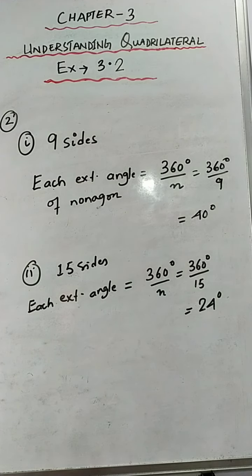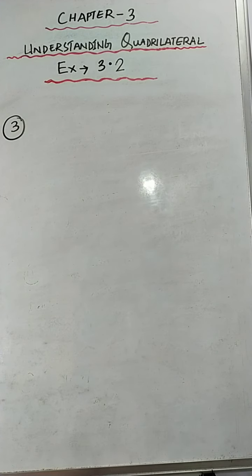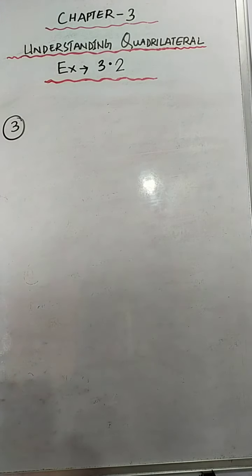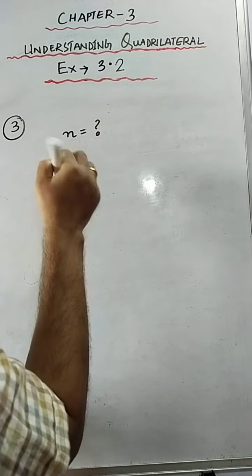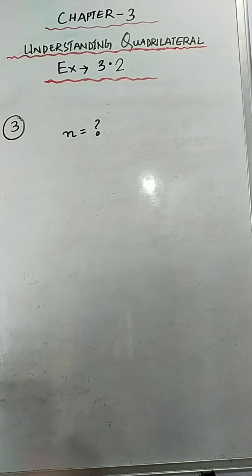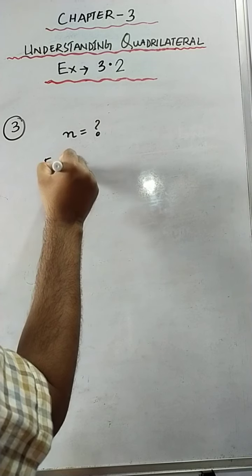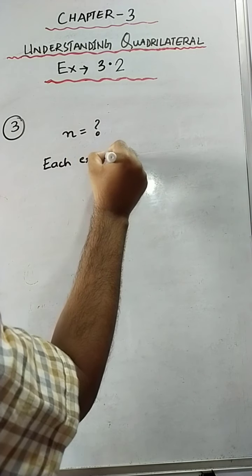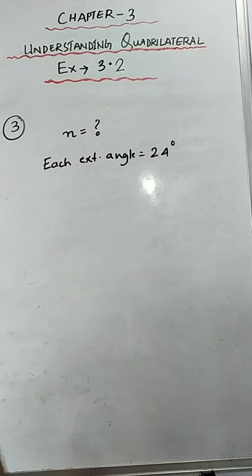Now let's move on to sum number 3. In sum number 3 we have, how many sides does a regular polygon have? So what we have to find? n. That is how many number of sides. So n represents number of sides only. So this time we have to find the value of n if the measure of an exterior angle is 24 degrees. So that is each exterior angle is given in the question. Each exterior angle is given, that is 24 degree.